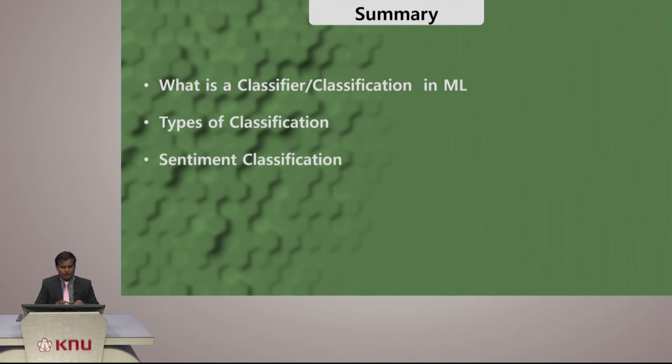That's all we have for today's class, in which we discussed what a classifier is, types of classification, and how classification is done in the machine learning process. We saw an example of sentiment analysis, in fact a sentiment classifier, using movie reviews, where we used the sentence to see whether the movie has positive or negative reviews.